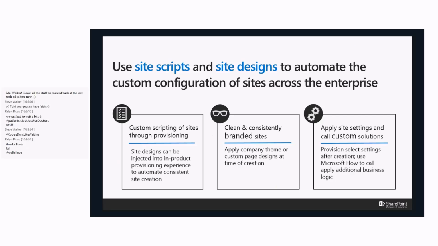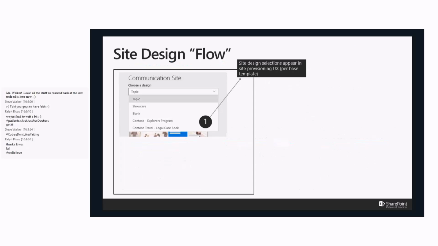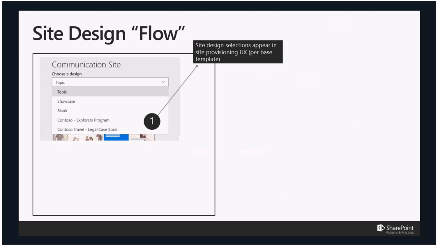Now let's have a look at how it works. What do you see as a user, and what's the plumbing underneath? So what you see here is the communication site wizard, create a site, and you go to the communication site, click on the drop down, and you see those new entries, the Contoso Explorers program and Contoso Travel legal casebook. These are two.